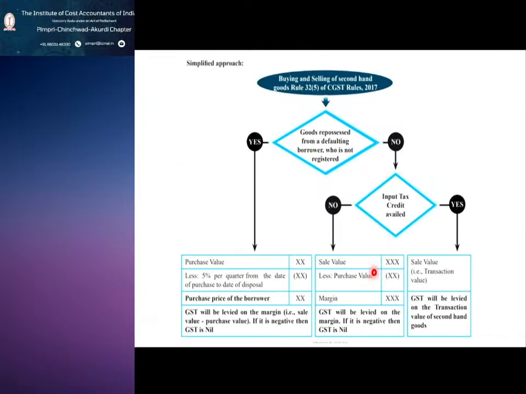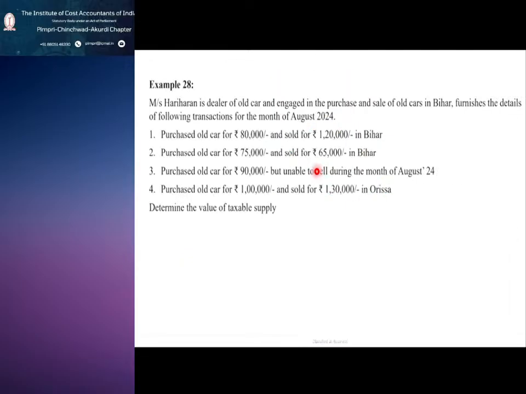So sale value less purchase value is the margin. On the margin the GST will be calculated. Okay. So this is the first thing. Second one, purchased old car 75,000 and sold for 65,000. So you purchased this for 75 and you sold for 65, means you get negative margin. On negative margin, no GST.